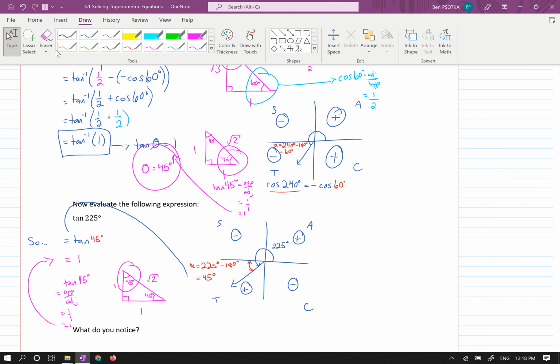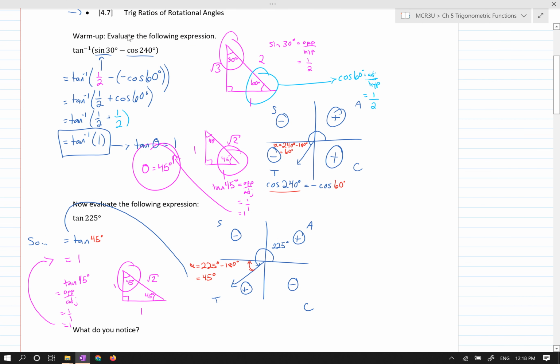Well, I'm hoping you can put together that in the first warm-up problem, we were looking for a theta where the tangent of that theta equaled 1. And our conclusion was that theta had to be equal to 45 degrees. But then we just found out that the tangent of a different angle equals 1. The tangent this time of 225 degrees. So we need a strategy to be able to find both of these solutions.